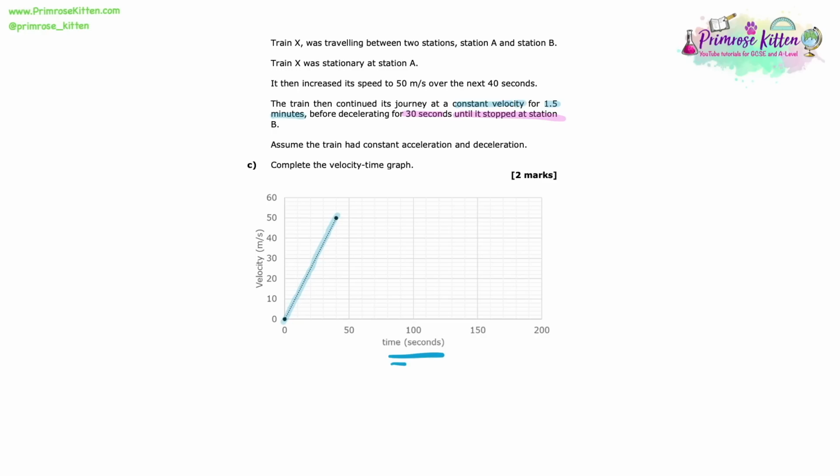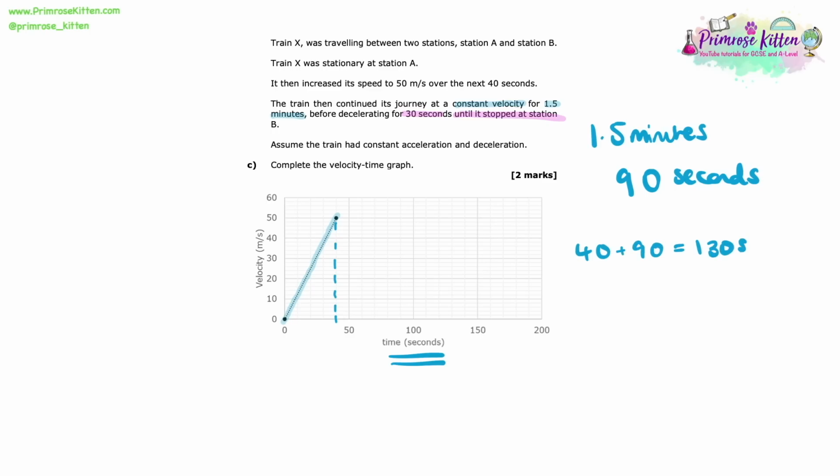Now if you look here at the x-axis, it's in seconds. So we need to know that 1.5 minutes is equal to 90 seconds. If you don't know that straight away, then you can just multiply it by 60 in your calculator and you'd get 90 seconds. So as we left off at 40 seconds, if we add 90 to that 40, we know that we're going to stay at a constant velocity until we reach 130 seconds. So there we have it.